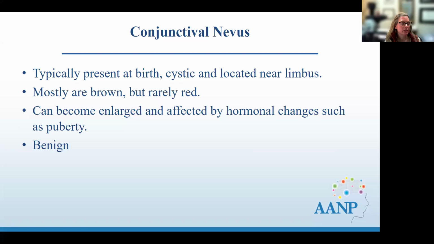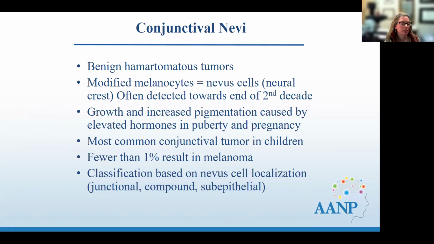And this is the conjunctival nevus. So they're usually present at birth, so you'll get that history. They have these cystic spaces. They can be compound or subepithelial. Most are brown, sometimes they're red, and often they present with hormonal changes, so puberty, pregnancy, and they're benign. They're hamartomas. They're made of, of course, modified melanocytes, and again, puberty and pregnancy are when you see this. And in children, this is the most common conjunctival tumor you're going to see. Very, very few lead to melanoma.